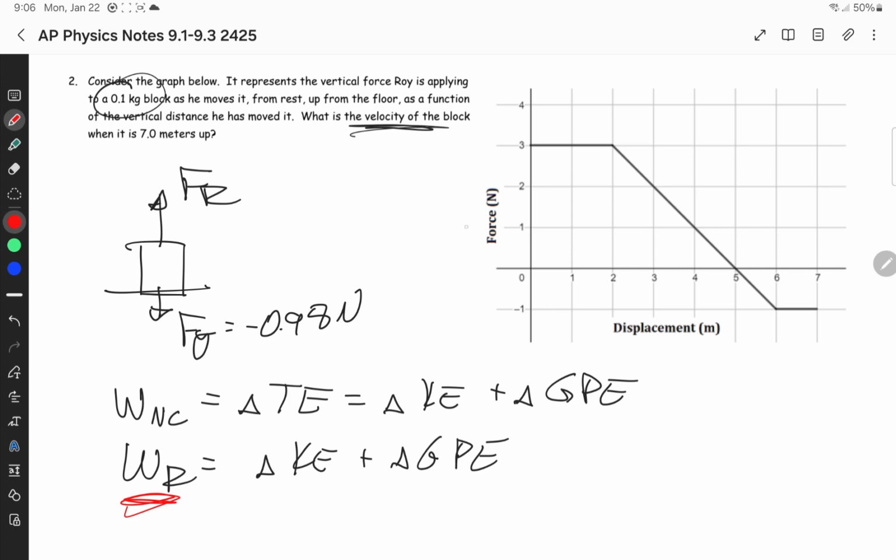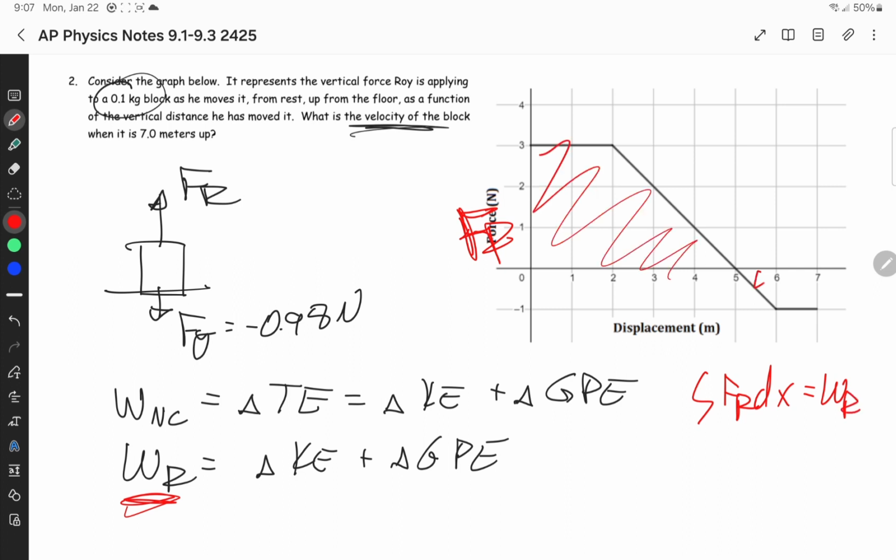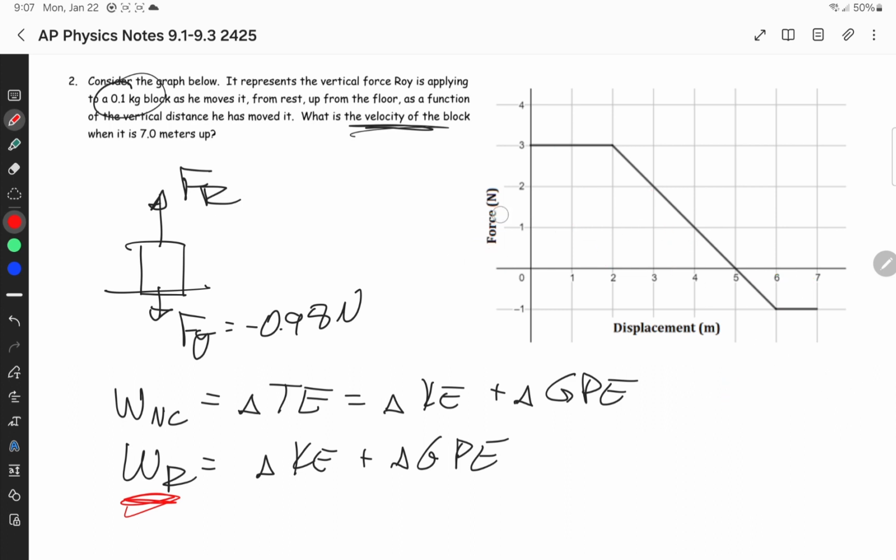Well, this graph here shows us the force of Roy as a function of position. So remember, the integral of the force of Roy with respect to position gives us the work of Roy, which for us means the area of the graph, right? So let's find that area.